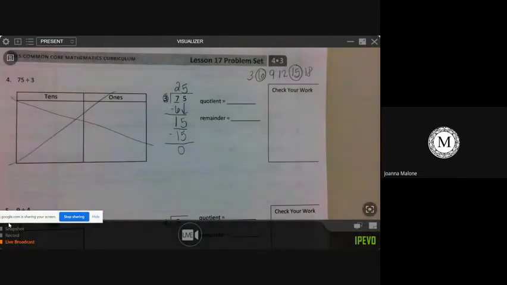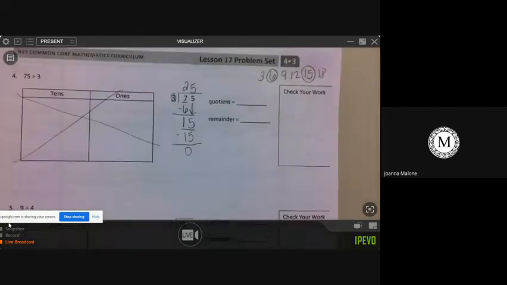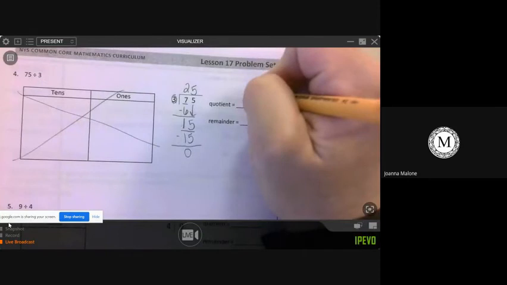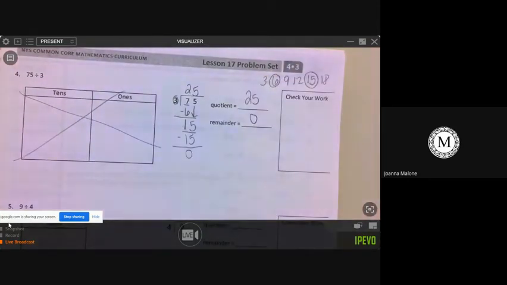What is it? 25. Good job. My quotient is 25. What's my remainder? 0. How do I do my check? What am I multiplying to do my check?